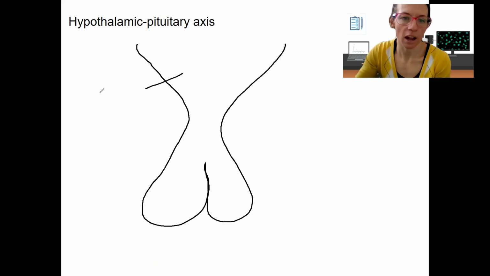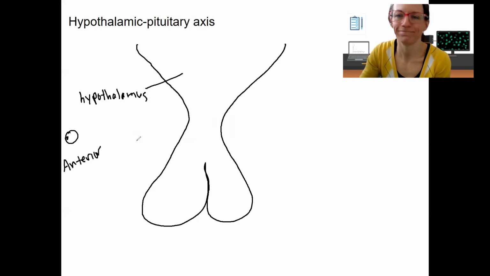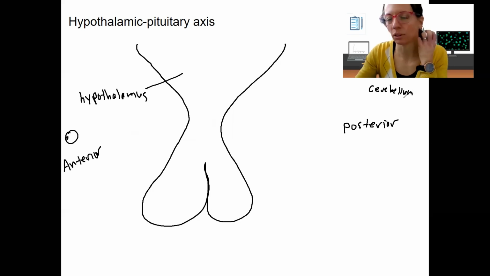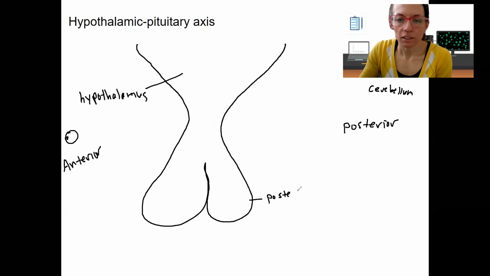So up here, here's our hypothalamus, just below the thalamus in the brain. This is going to be our anterior, so the front of the brain, right? Our eyeballs would be over here, not to scale. And here is posterior. So the cerebellum would be up here somewhere. Remember, the pituitary kind of hangs down a little bit, inferior and more caudal. So here's going to be our posterior pituitary. And here is going to be our anterior pituitary.